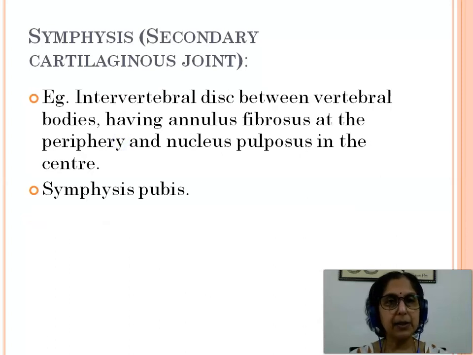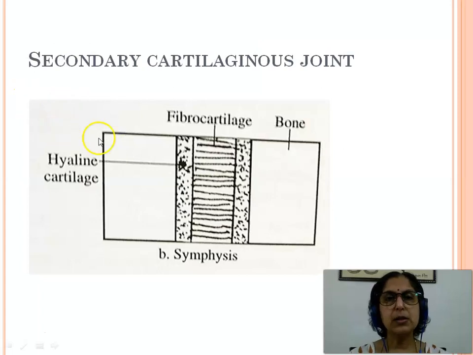An example is the intervertebral disc between the vertebral bodies, having annulus fibrosus at the periphery and nucleus pulposus in the center. And all symphyses which are seen in the body, like symphysis menti and symphysis pubis, are examples of secondary cartilaginous joints. So this is how it appears.